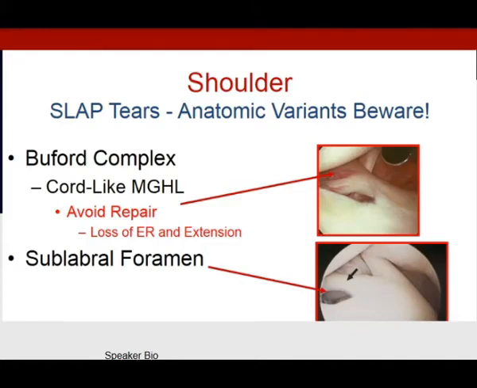As always, in the SLAP tear, beware of the anatomic variants. Here on the top right, the cord-like thickened middle glenohumeral ligament should not be repaired. And if it is repaired, you will lose external rotation and extension. And below, do not close a sublabral hole, as that's a normal anatomic variant.